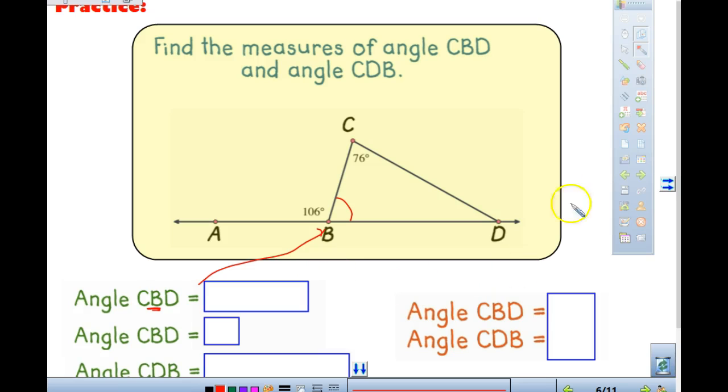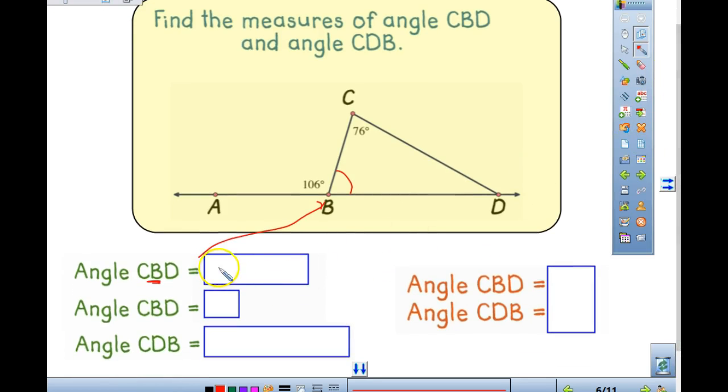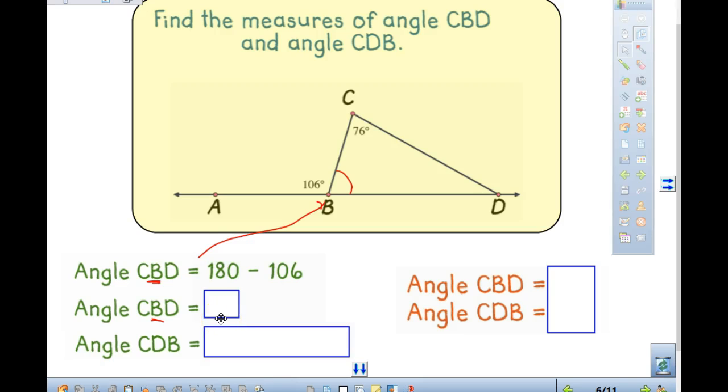So right now, do this one, and I'm going to give you less than a minute to work with your shoulder partner. Look at that angle. The angle of CBD, what do we know about that one? One of the first things we know is that it has to be 180 minus that 106. So what are you going to have for an angle measure? Please fill that in as you are looking at yours.